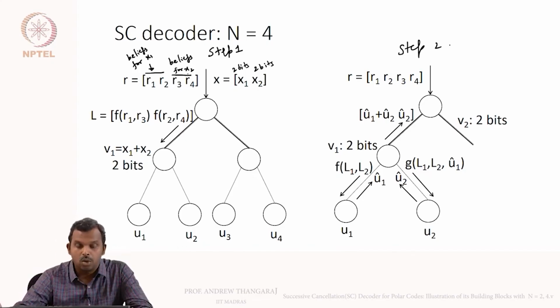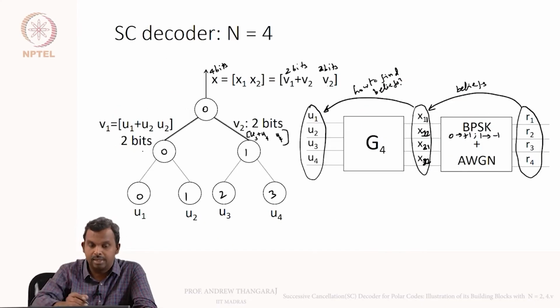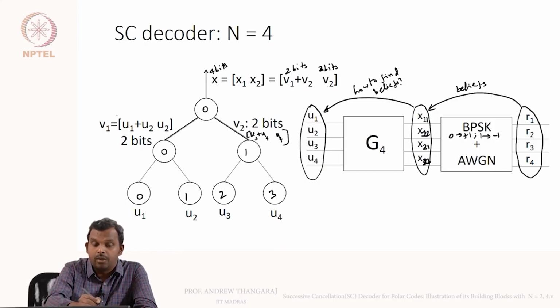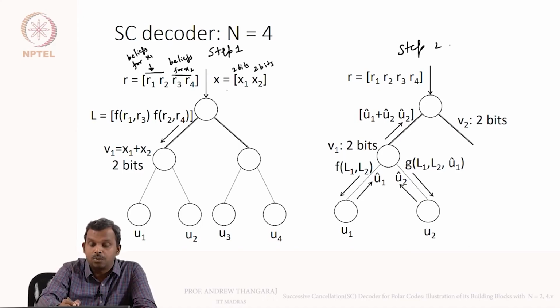Now remember, once you have X, what is V1? V1 is X1 plus X2. You can go back to the previous part and see X is X1, X2, V1 plus V2, and V1 is actually X1 plus X2. That's something important to know. So you have beliefs for X1, you have beliefs for X2. What is the belief for X1 plus X2?